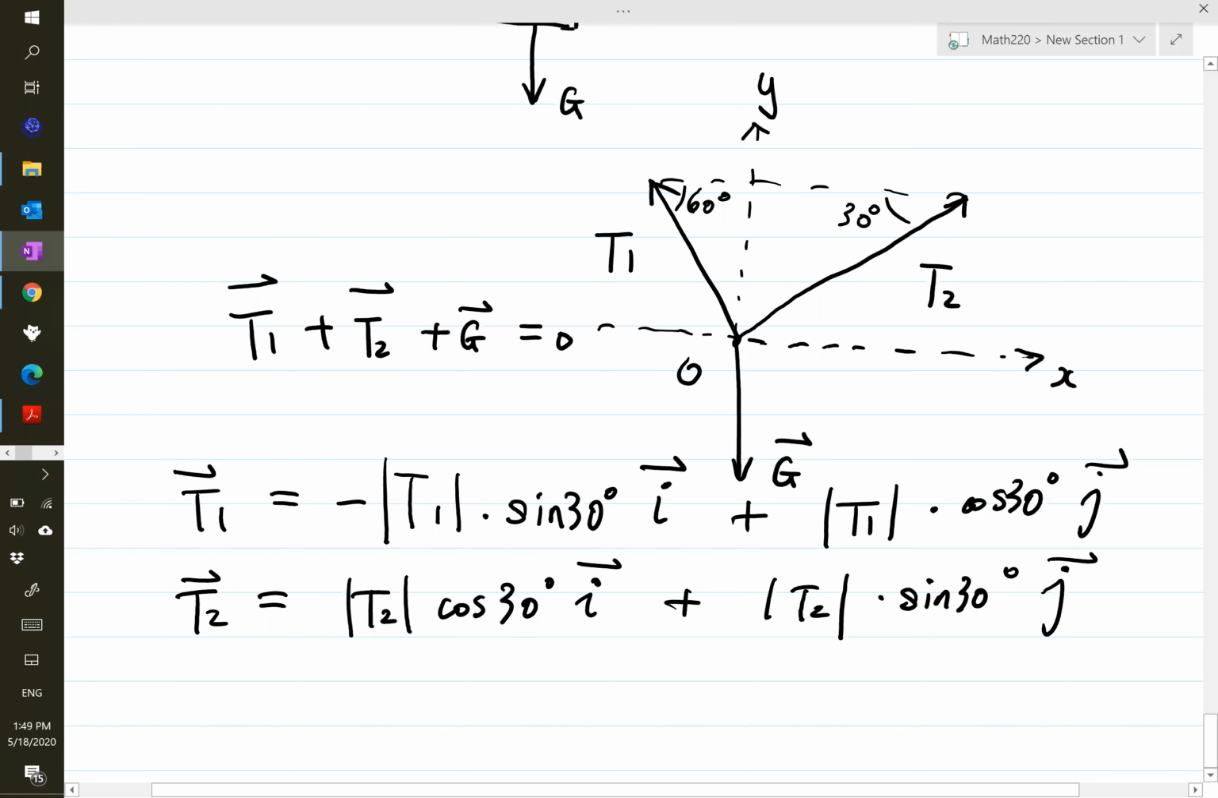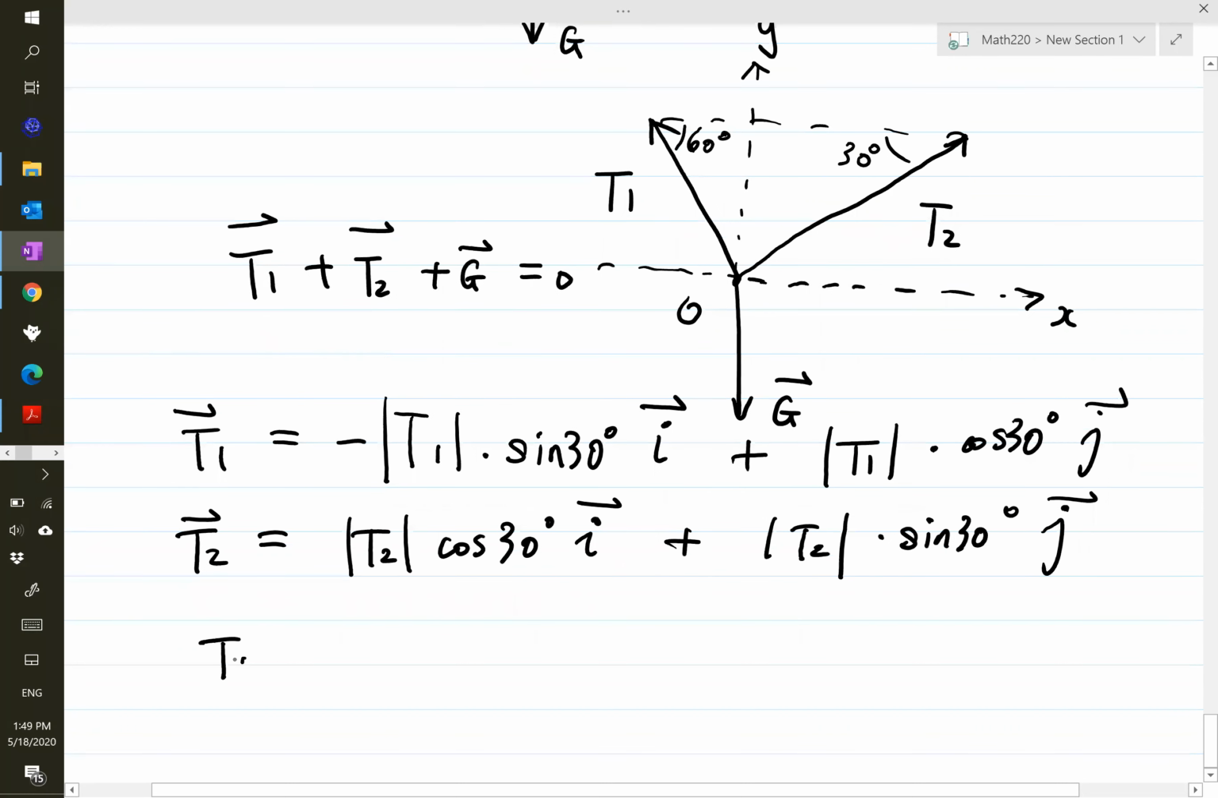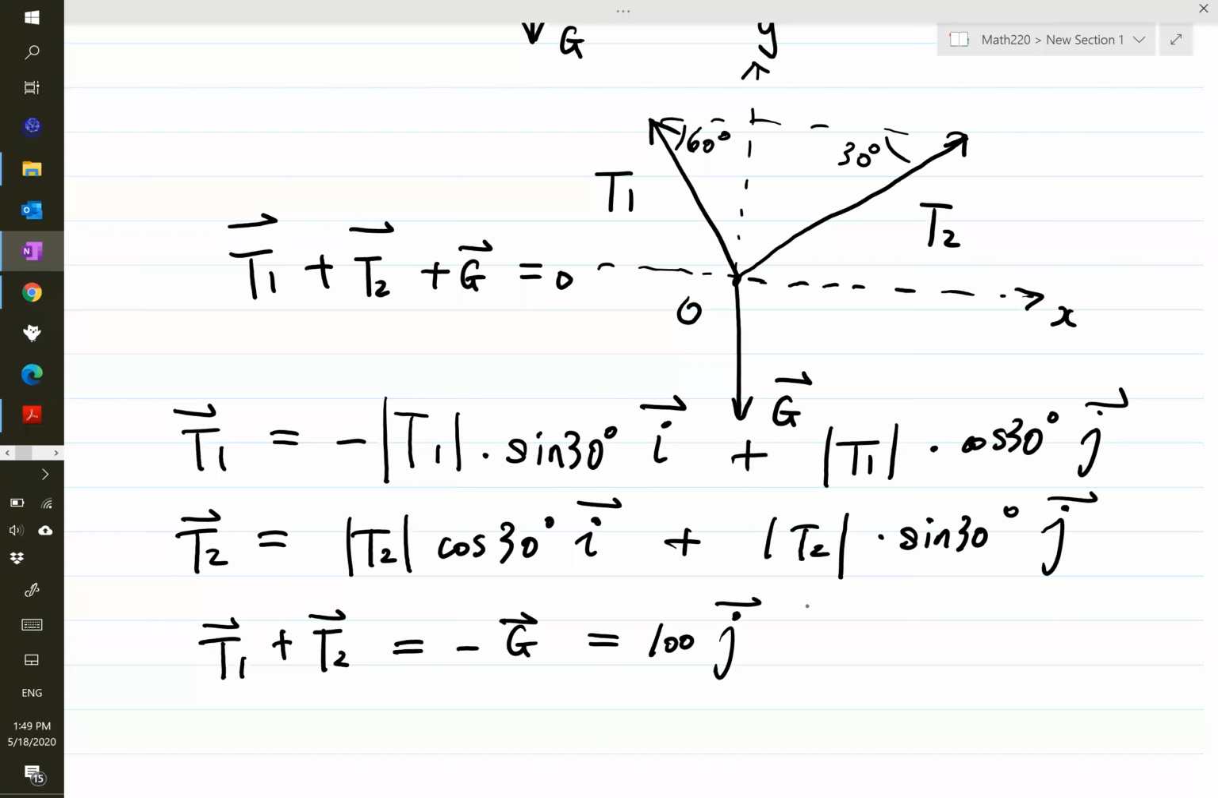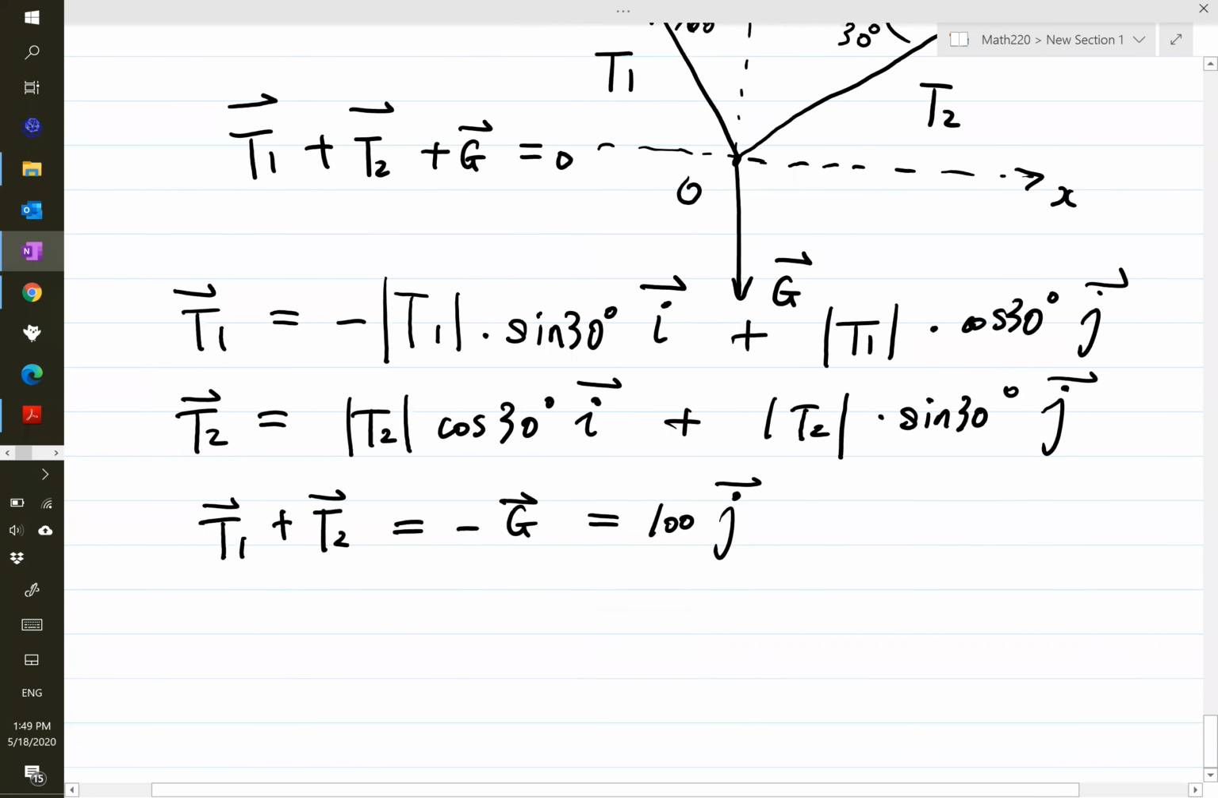Okay, so by the equilibrium condition, T1 plus T2 should be negative G. G is in the negative Y direction, so negative G should be in the positive direction. So it's 100. So add this together, add I together, add J together, component wise.